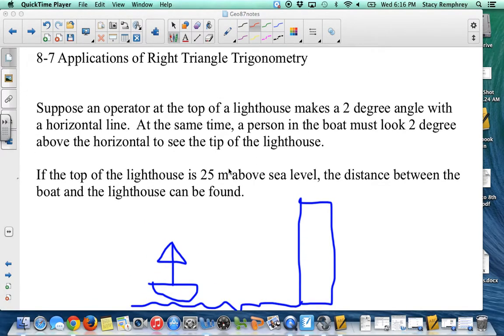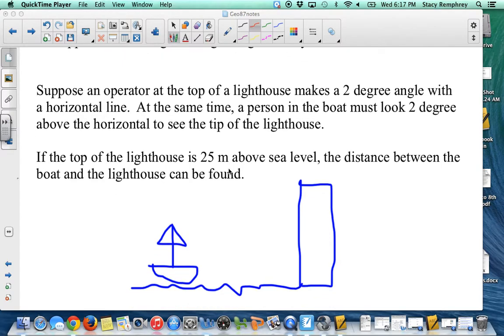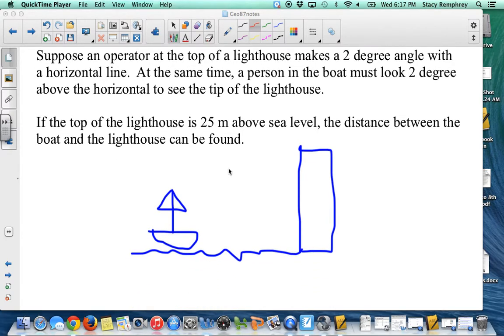All right, these are the notes for 8-7. This isn't anything new, it's just applying the trigonometry that we've been studying. So suppose an operator at the top of a lighthouse makes a 2-degree angle with a horizontal line. At the same time, a person in the boat must look 2 degrees above the horizontal to see the tip of the lighthouse. So let me start here.